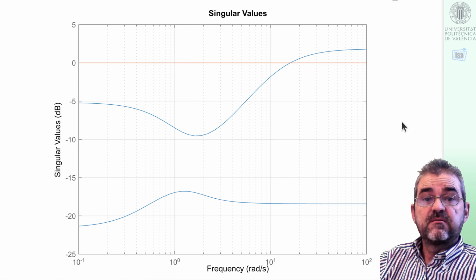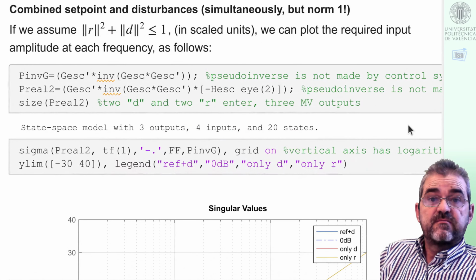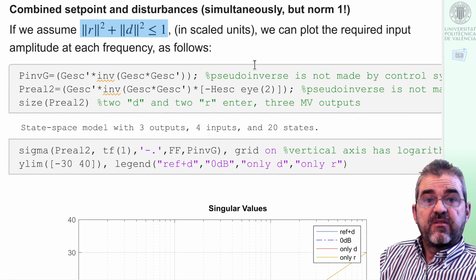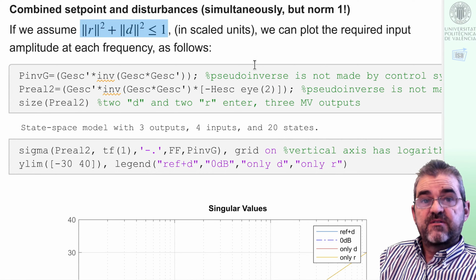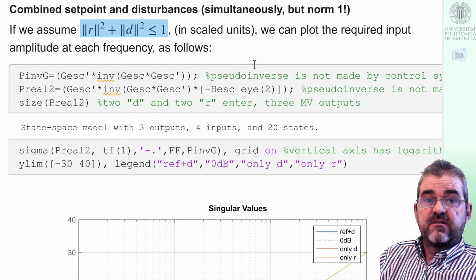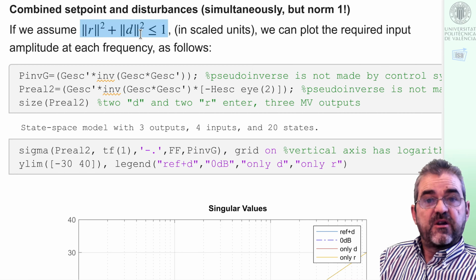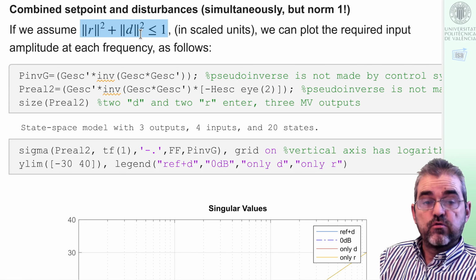As a last remark, we may consider this assumption that set points and disturbances are in the 4-dimensional unit sphere and check whether we are able to cancel both set point changes and disturbances in a worst case scenario inside this 4D sphere. Okay, this is not reference size 1 and disturbances size 1, because in that case that would sum up to 2. So we have something conservative by a factor of square root of 2 in size.